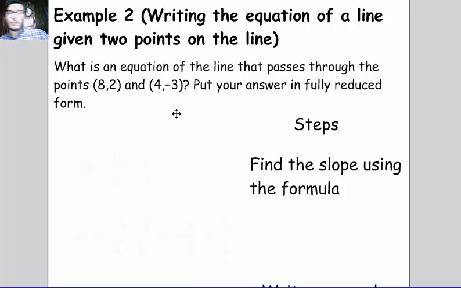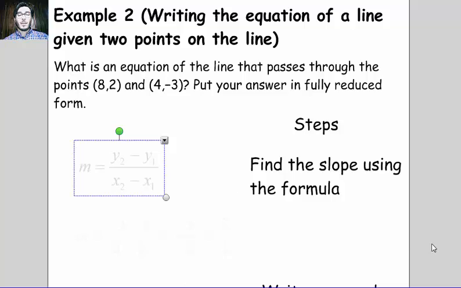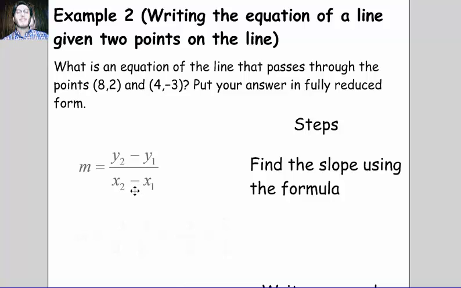So the first step is to find the slope using the slope formula. You recall, if you want to write the equation of a line, you need the slope and you need the y-intercept. So our first step here is going to be to find the slope, and we're going to use the slope formula to do that. The slope formula says m equals y2 minus y1 over x2 minus x1.